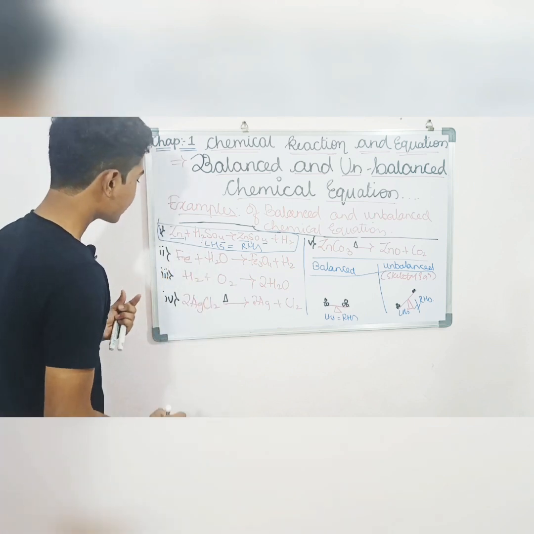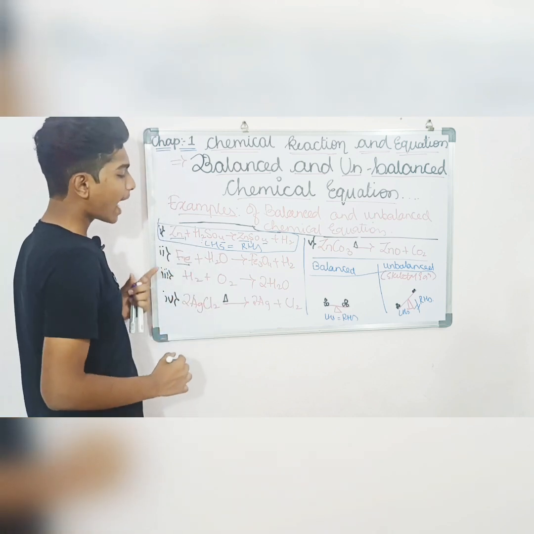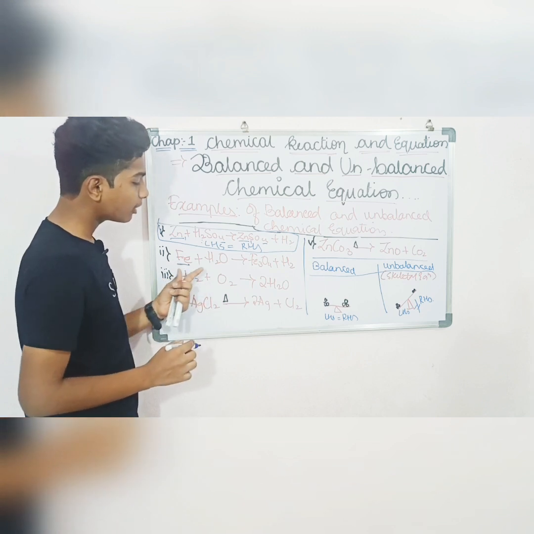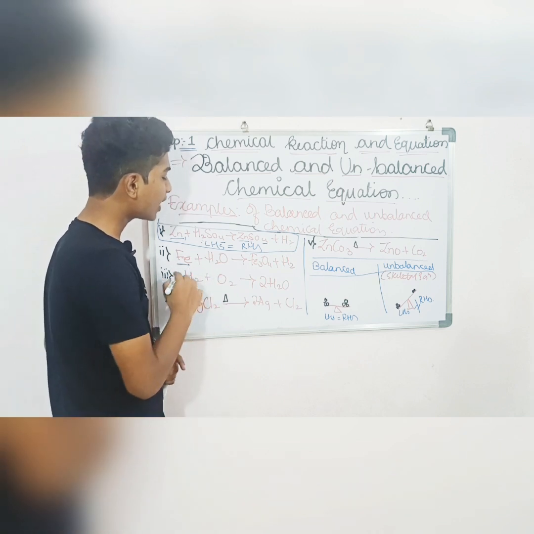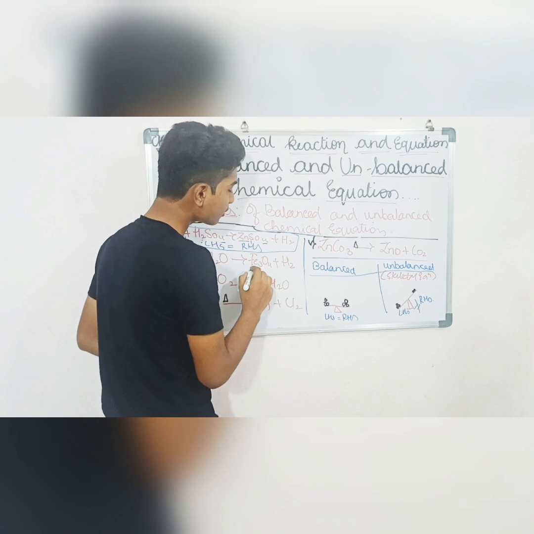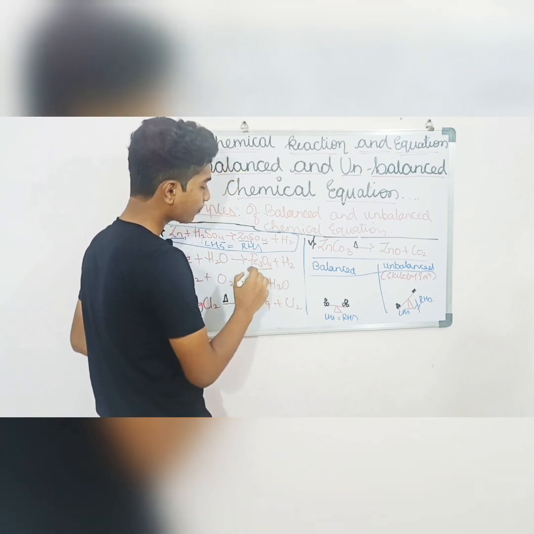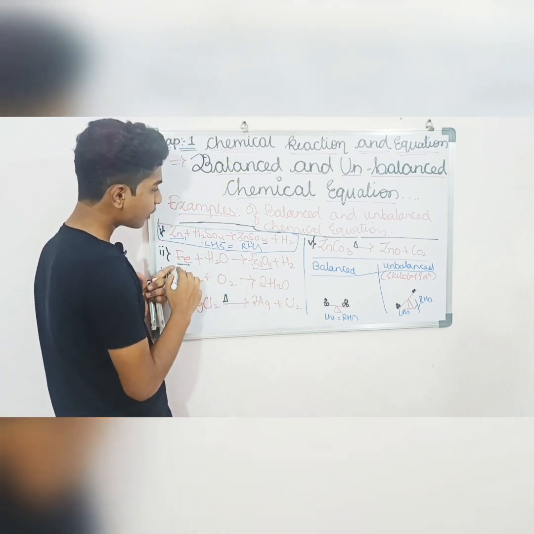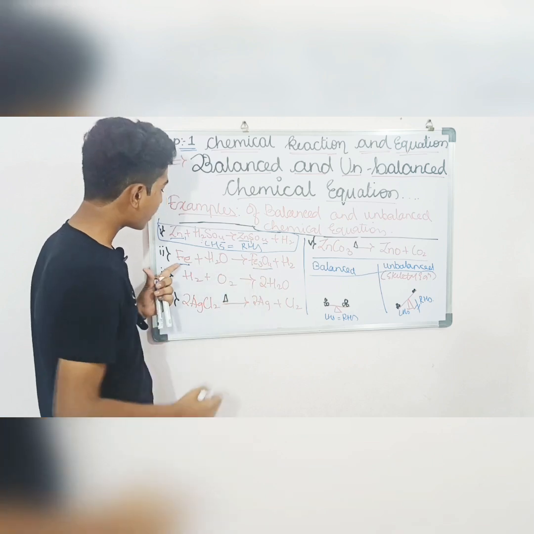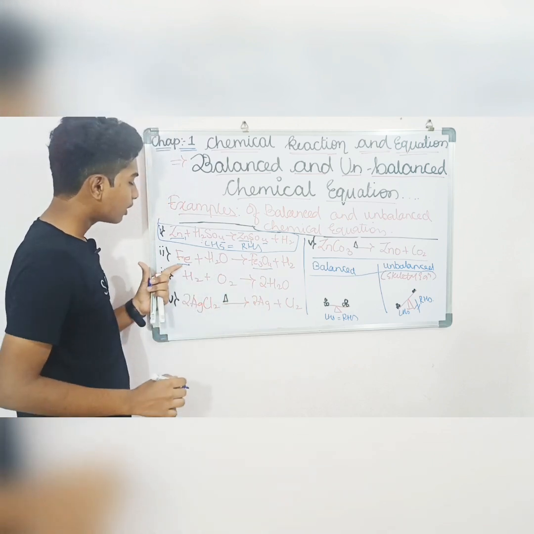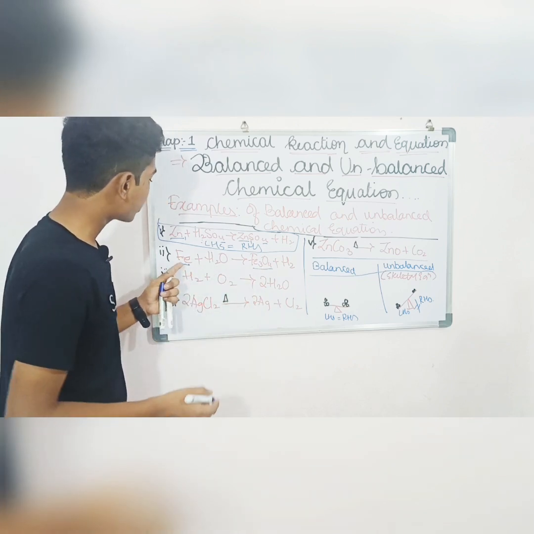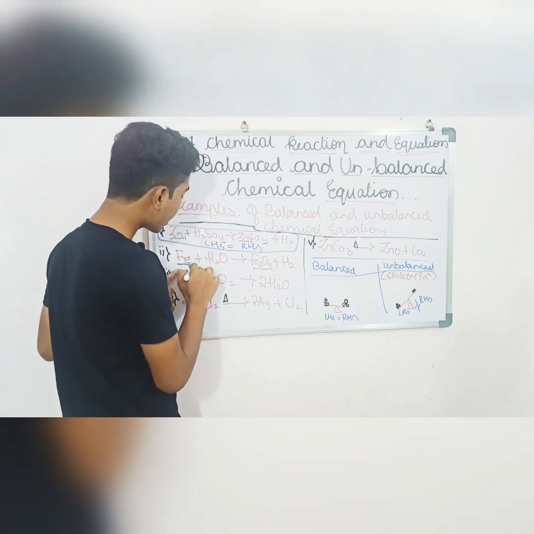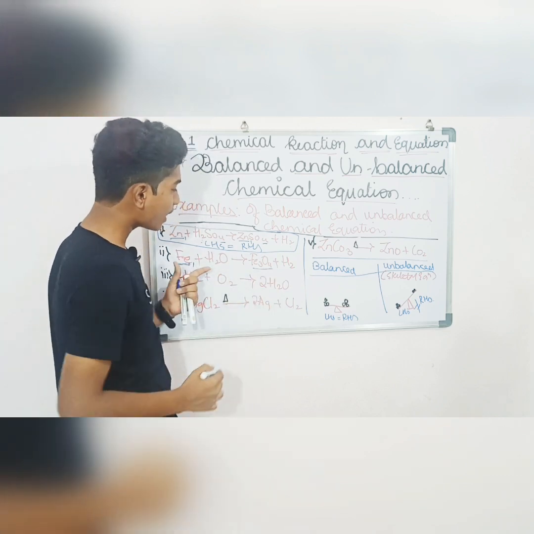Now we'll move to the second example. Fe, iron, when it comes in contact with water present in our atmosphere, reacts and gives ferrous oxide, Fe3O4. Here we can see Fe is 1 and Fe is 3. It's totally unbalanced. We'll balance it later in our further sessions. Fe is 1 atom and here there are 3 atoms, so it's not balanced.